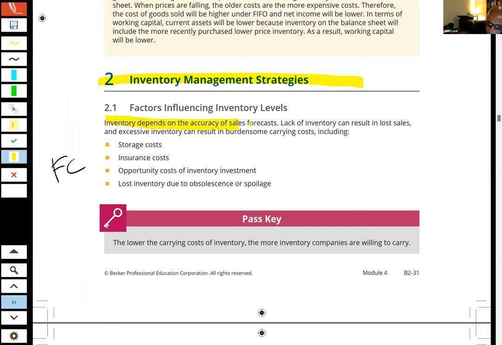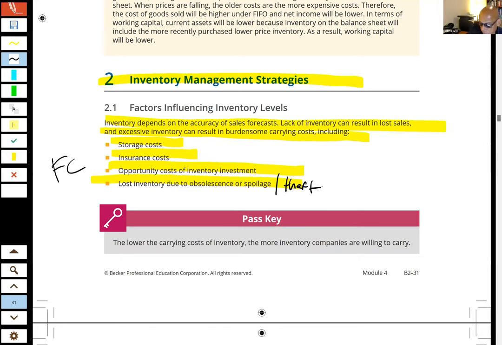Inventory depends on the accuracy of sales forecasts. Lack of inventory can result in lost sales. Excessive inventory can result in burdensome carrying costs, including storage, insurance, opportunity costs of inventory investment, lost inventory due to obsolescence or spoilage, and theft. You can also call that shrinkage. Go ahead and flashcard those factors, including the lost sale component if you have too little inventory.